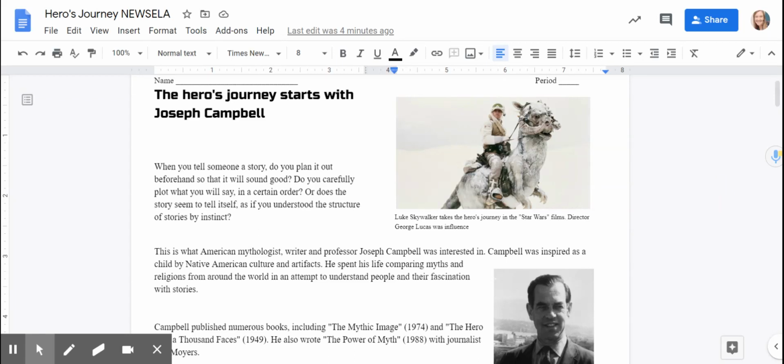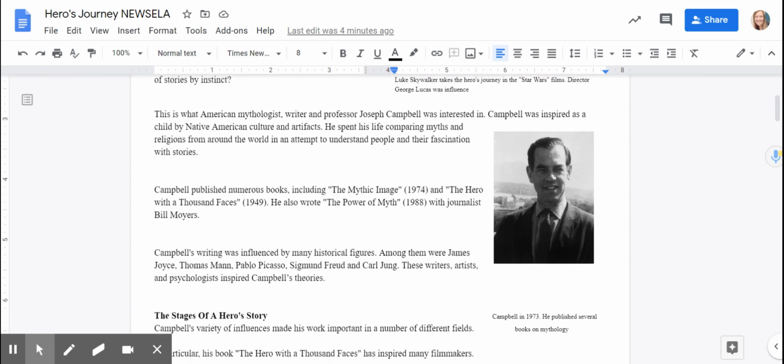The hero's journey starts with Joseph Campbell. When you tell someone a story, do you plan it out beforehand so that it will sound good? Do you carefully plot what you will say in a certain order? Or does the story seem to tell itself, as if you understood the structure of stories by instinct? This is what American mythologist, writer, and professor Joseph Campbell was interested in.